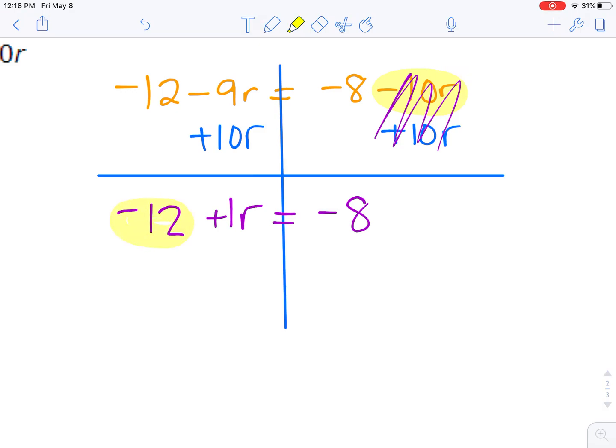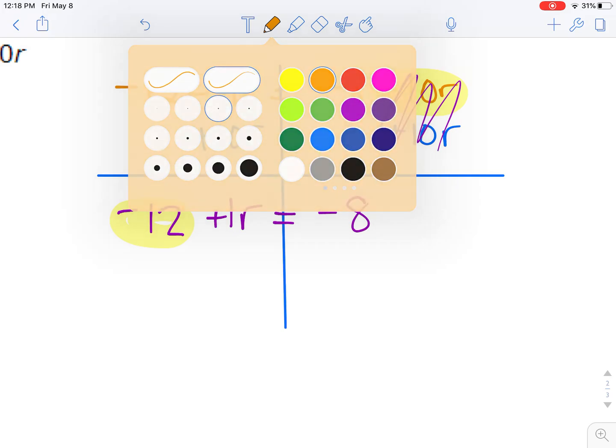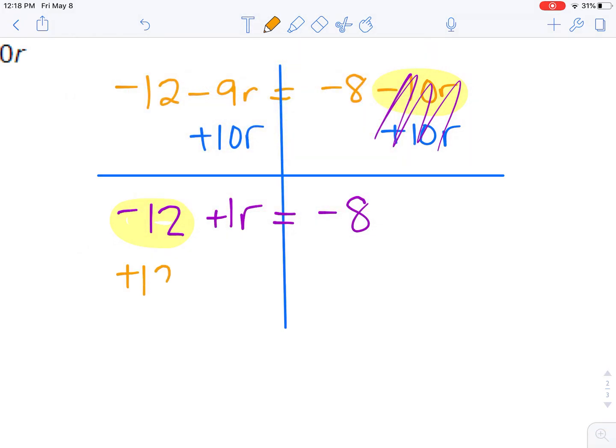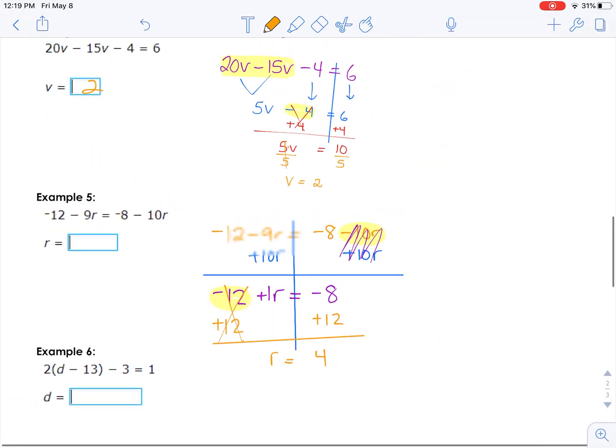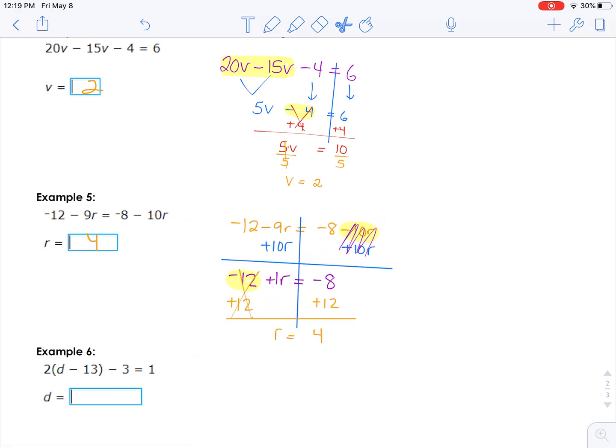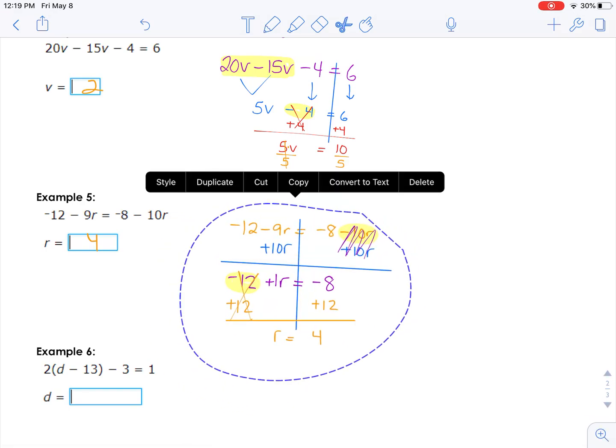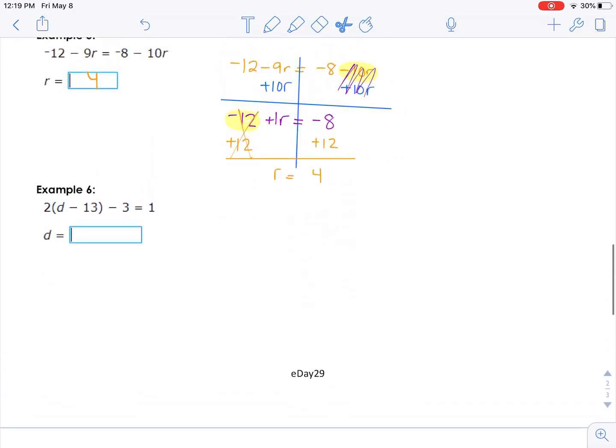The next thing we want to move is the negative 12. To move that negative 12 to the other side, we are going to add 12. These cancel. 1r you can write just as r, and negative 8 plus 12 is 4. Shrink it up just a little bit. And then let's go to our last problem.